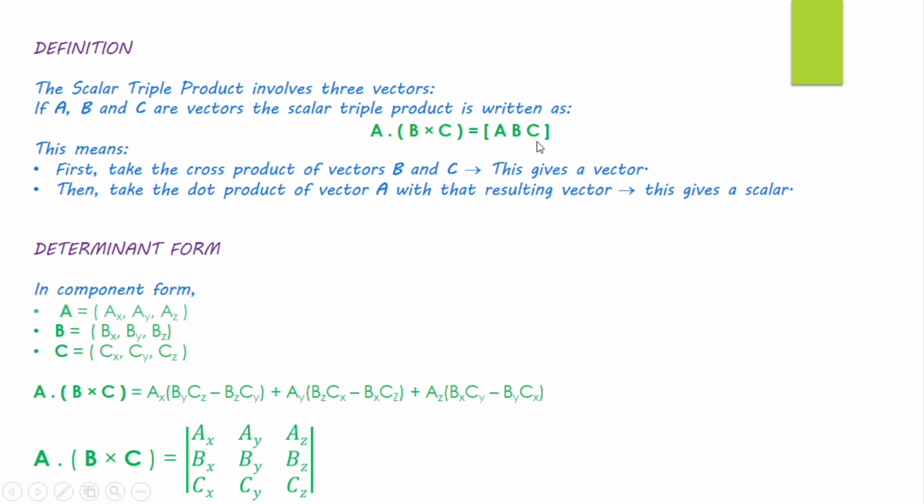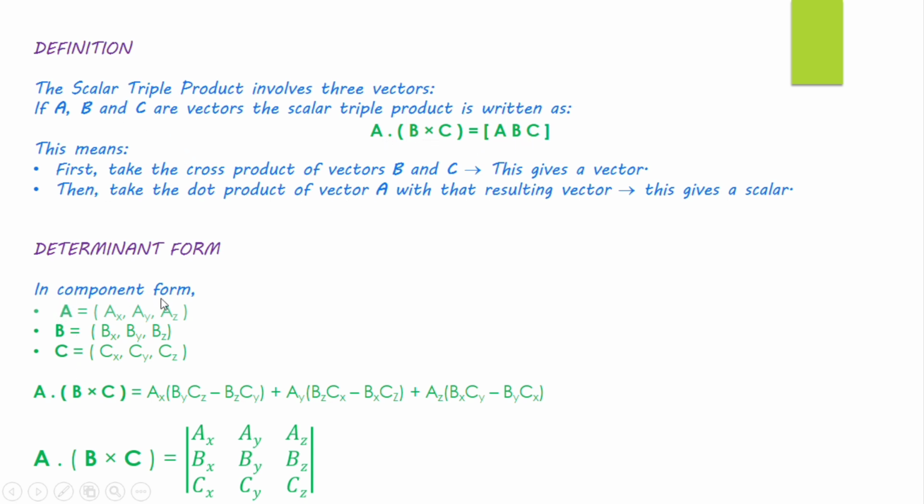Now this expression means first take the cross product of vectors B and C, which results in a vector, then dot it with vector A. This gives us a scalar. Now this expression has a determinant form, so we can see what it is.